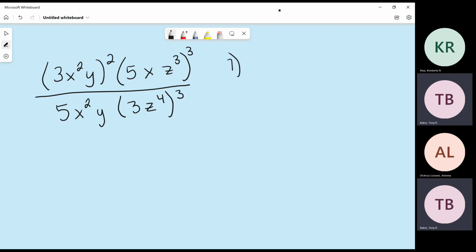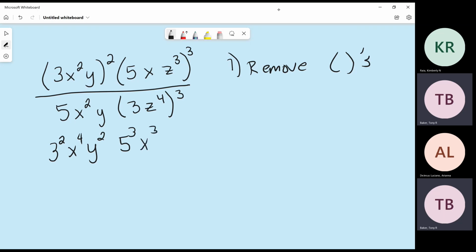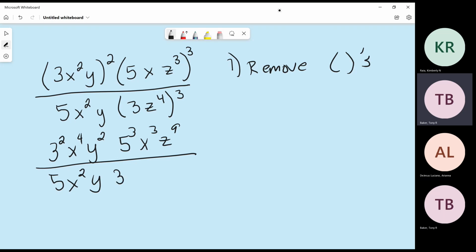The first step: remove parentheses. So step 1, get rid of my parentheses. In this case, I'm going to distribute. So I have 3 squared, x to the 4th, y squared, 5 to the 3rd, x to the 3rd, z to the 9th, over 5 x squared, y, 3 to the third, and z to the 12th.